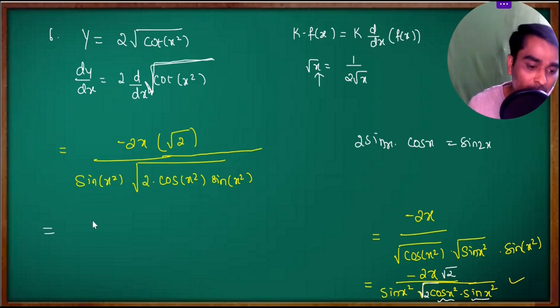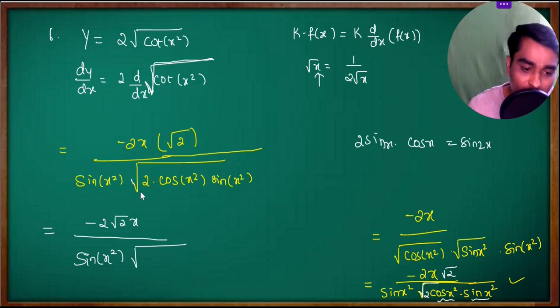So finally I will be able to write this answer as minus 2 root 2x in the numerator. In the denominator I will write sine of x square. Then under root I will write, because root will be retained, what is this now? This can be written like this. So it can be written as sine 2x square.